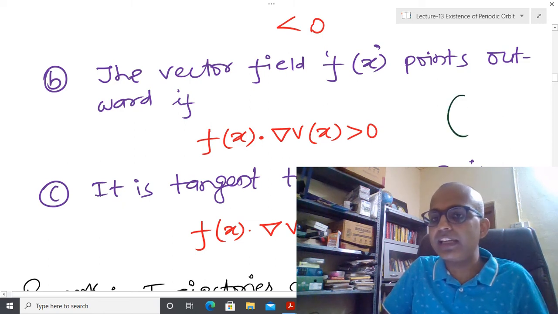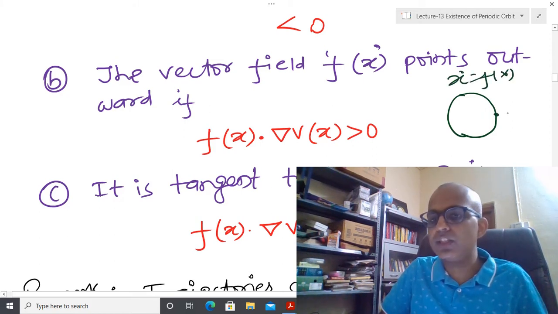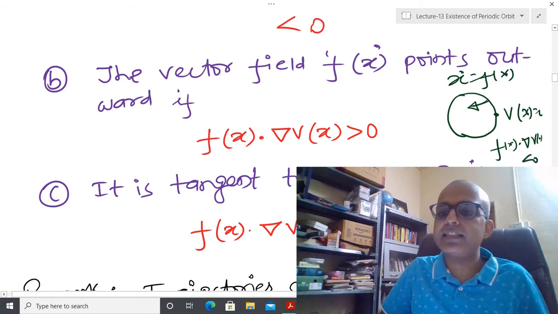So what we are saying is, suppose you have a closed curve and I have some kind of dynamical system like x dot equal to f(x), and I know the equation of this curve, that is V(x) equal to c. If the vector field has this kind of direction, then it is possible to show that the inner product of f(x) with the gradient of this is in the inward direction if it is less than 0; if it is greater than 0, then the outward direction; and if it is equal to 0, then it is tangential to the curve, like this.